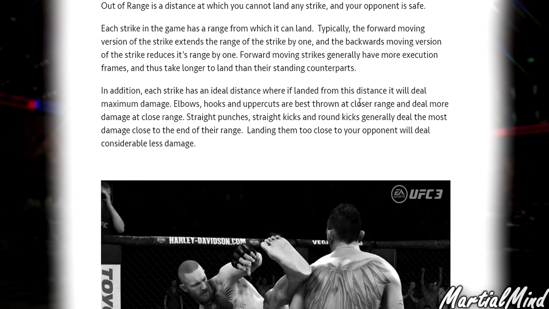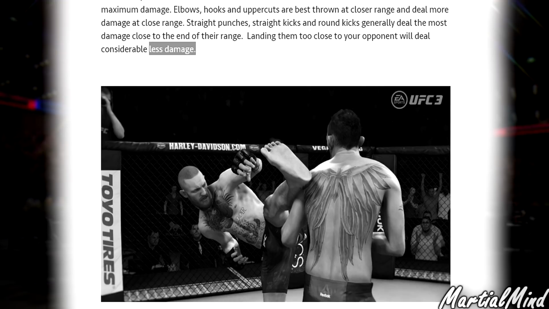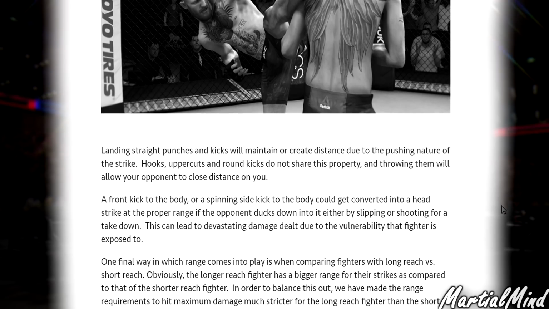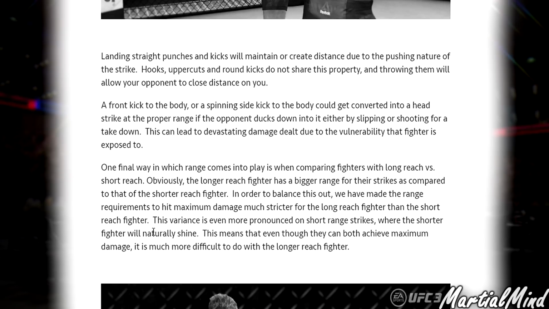Elbows, hooks, and uppercuts are best landed or thrown at closer range, and they deal more damage at close range. Straight punches, straight kicks, and roundhouse kicks generally deal the most damage close to the end of their range, and landing them too close to your opponent will deal considerably less damage. So it's going to be really important to understand the correct range to land strikes from in order to land as fast as you can, as well as deal as much damage as possible.